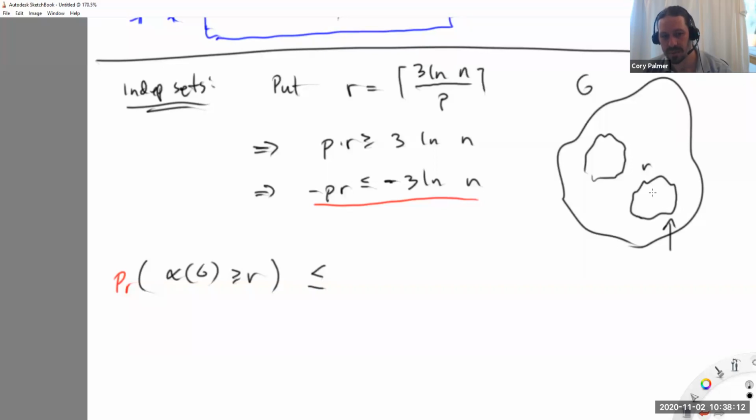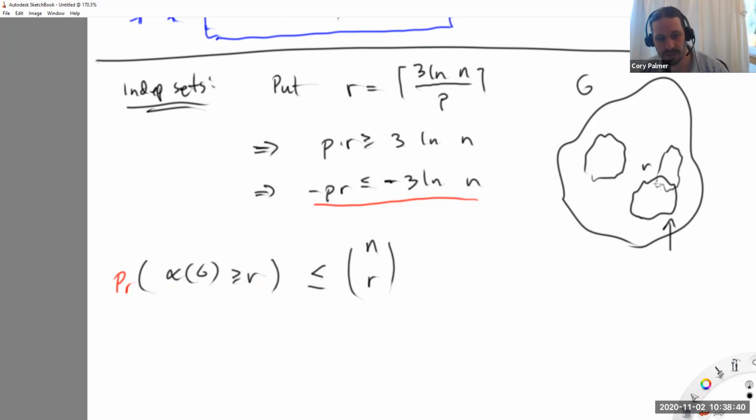Now, this one being independent, it gives you information about whether this other one is independent or not. So these events are not independent events in the probabilistic sense. So I'll just use a simple union bound. Again, this requires a little bit of probability. So if you're not familiar, you just have to take my word for it. But there's a reasonable intuition here that this probability is bounded above by n choose R. That's the number of candidates for a set of R vertices.